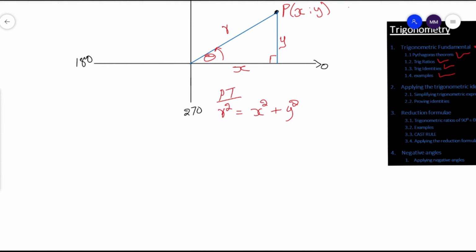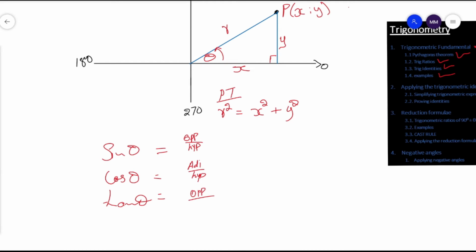Okay, so trig ratios, in this episode we are talking about the sine of theta, the cos of theta, and the tan of theta. By definition, we know that sine of theta refers to the opposite over hypotenuse, whilst cos means the adjacent over hypotenuse. Tan theta means the opposite over the adjacent.